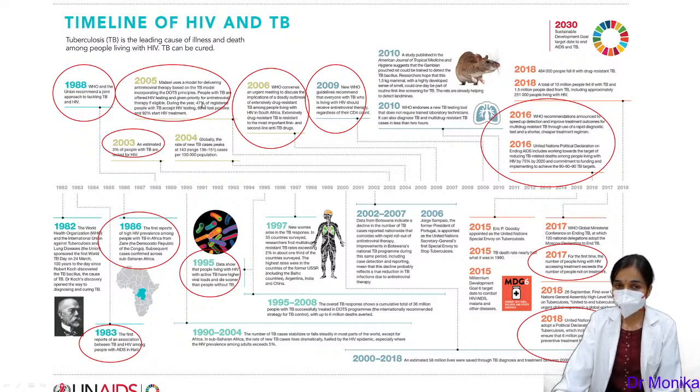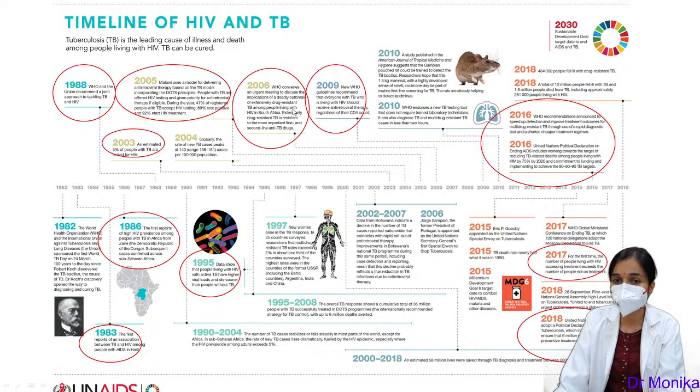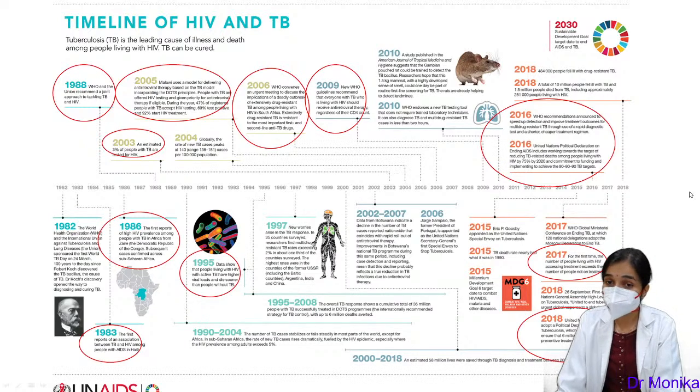In 2005, Malawi used a model for delivering antiretroviral therapy based on the TB model, incorporating the DOTS principle. In 2006, the WHO called an urgent meeting to discuss the outbreak of extensively drug-resistant TB among people living with HIV in South Africa. In 2009, a new WHO guideline recommended that every patient living with HIV should receive antiretroviral therapy regardless of their CD4 count.